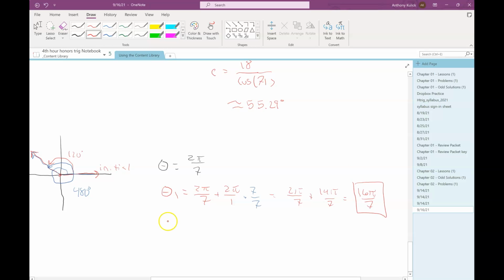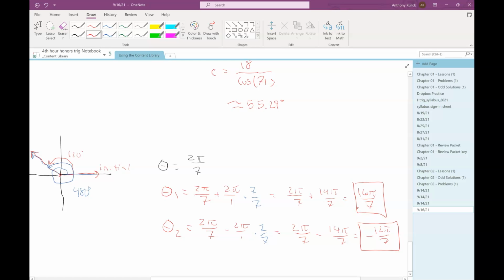And then to find one negative, well, I know I'm going to need to be subtracting. So here I'll subtract 2 pi. And again, got to make a common denominator. So 7 again. So I have 2 pi over 7 minus 14 pi over 7. So that's going to be negative 12 pi over 7. So there's a positive and a negative.